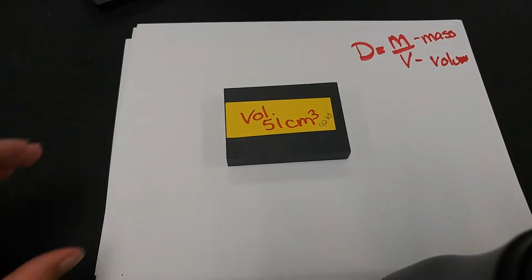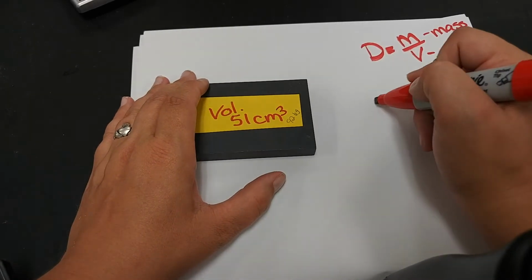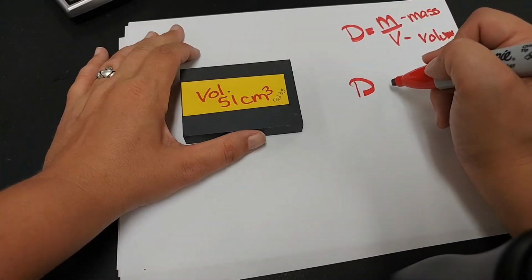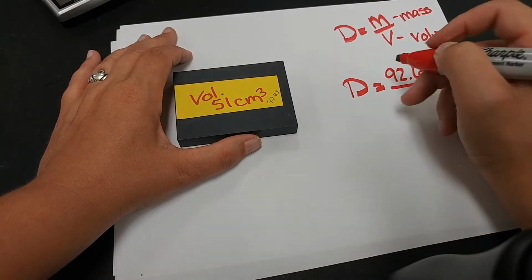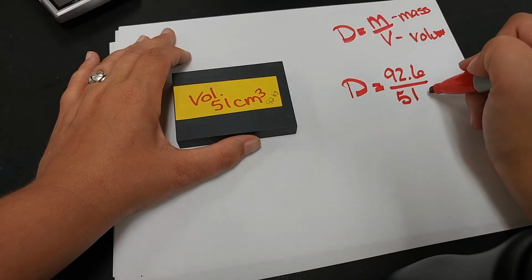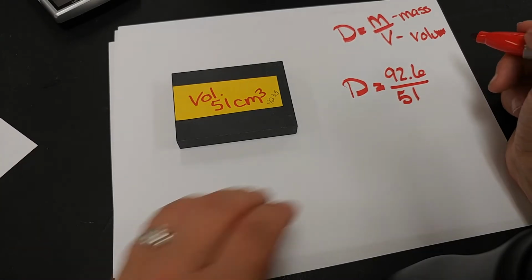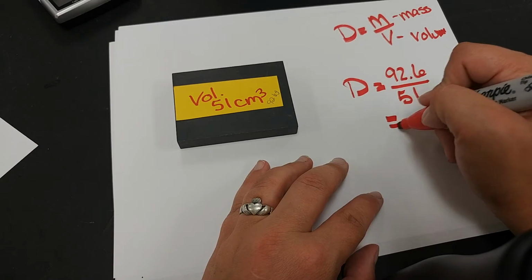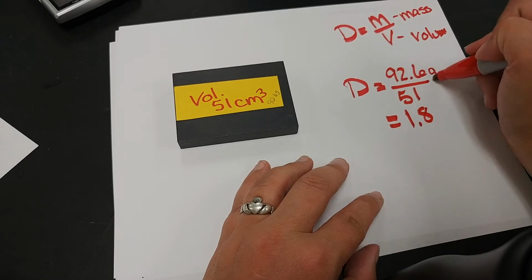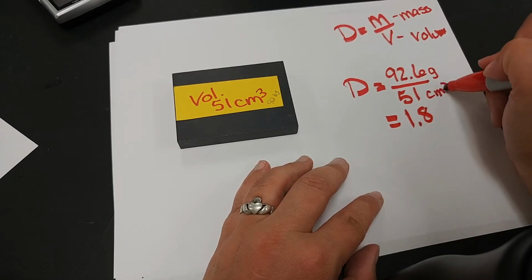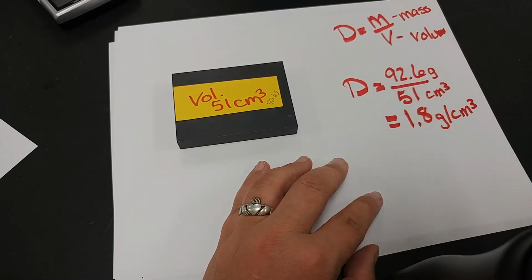All right, so let's look at some of our objects. Our first object, this little plastic cube. We have its density. So we're going to go its mass, which is 92.6 divided by 51. When you do the math, you get a density of 1.8. Now the units are up here. So we got grams and centimeters cubed. So we bring those down here for our units because in science, no naked numbers.